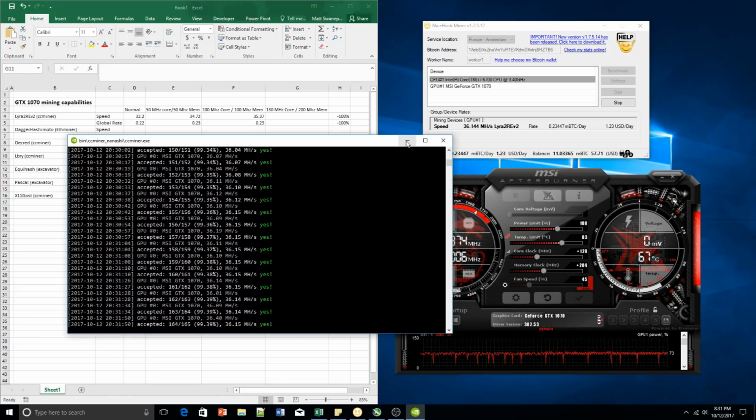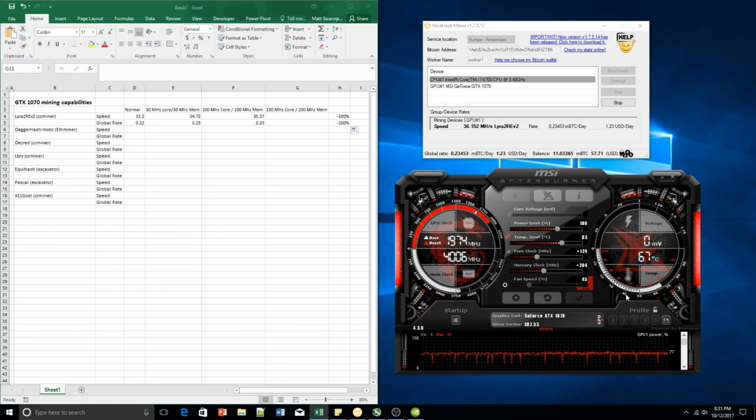Okay, guys, we're back, and after that overclock, we have settled on approximately 36.15 and a mBTC daily value of 0.24. That gives us a 12% increase from our normal clock speed for our speed rate, and a global rate increase of 9%, which is pretty impressive. I mean, if we're looking at four cards, four GTX 1070s or 1060s, I haven't tested, but if we apply the same logic, we could potentially be seeing a nice increase here.